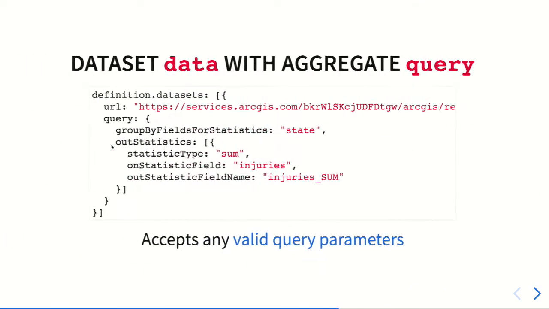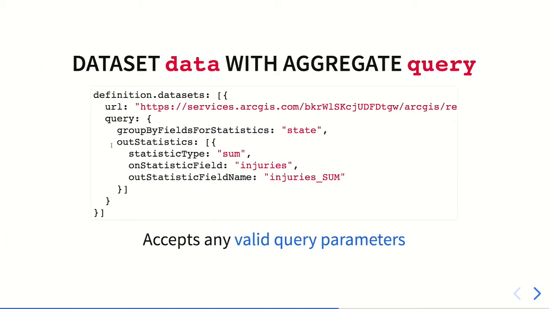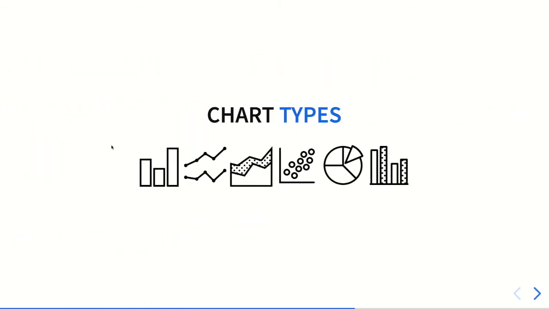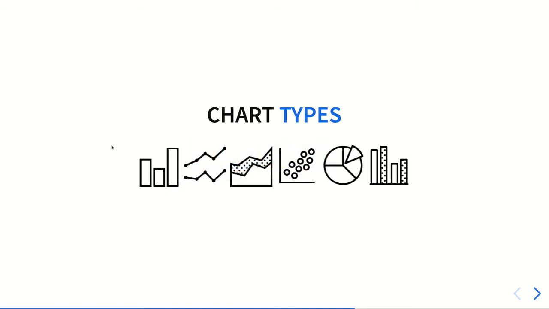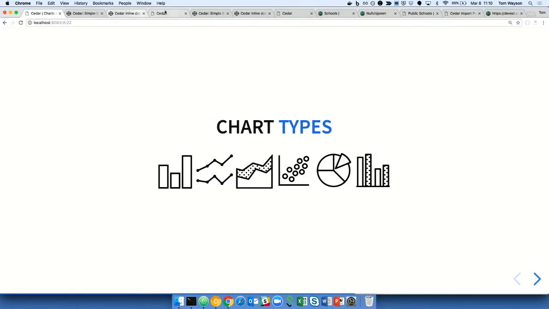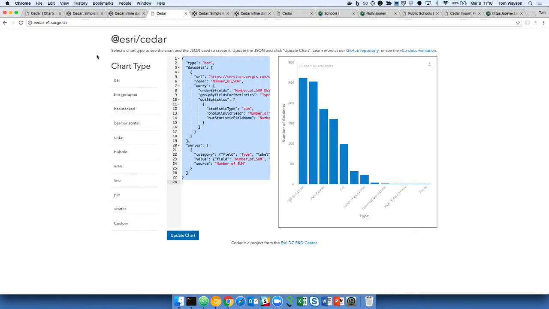In addition to summary statistics, you can pass any query parameters. So, where clauses, order by, any of the valid query parameters that you're familiar with when working with a feature service. You probably don't want to make bar charts all day, so let's take a look at some of the different types of charts you can make. And so this page, and I'll see if I can bump it up here.